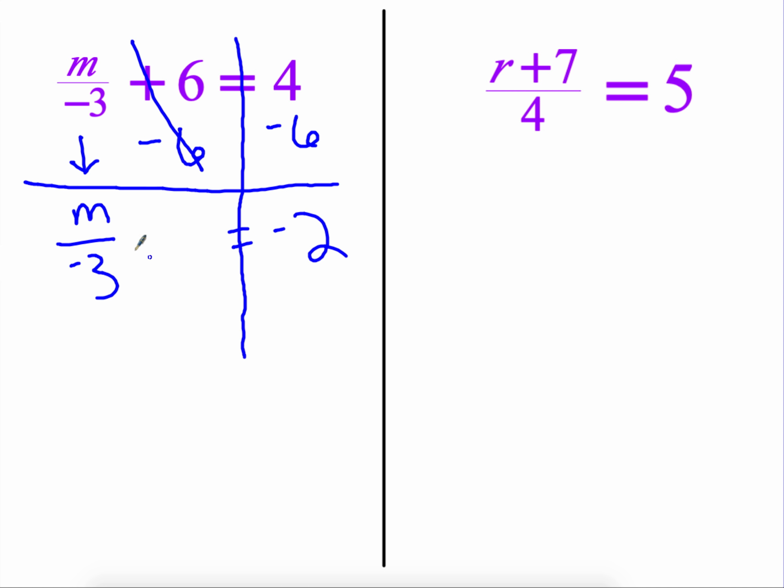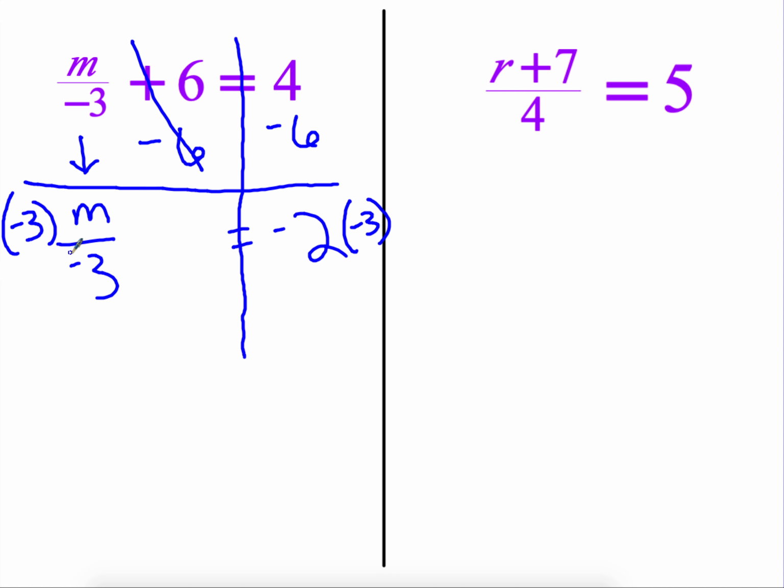So now we got to say, okay, cool. This is division right here. So what is the opposite of division? The opposite of division is multiplication. So what I need to do is multiply both the left and the right by negative 3, because that's the number I'm trying to get rid of. Okay, we always do math with the number we're trying to get rid of. That's the number we're using to get rid of it.